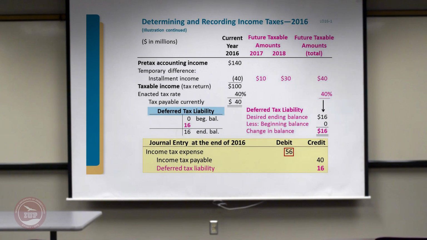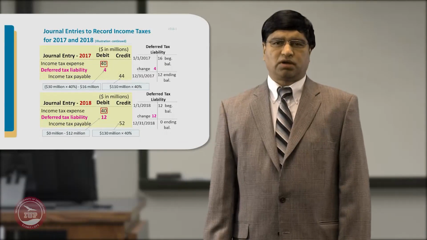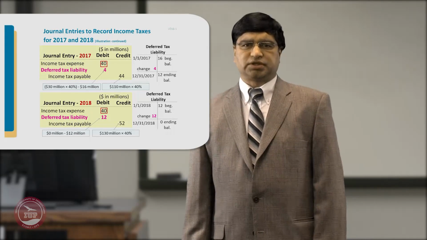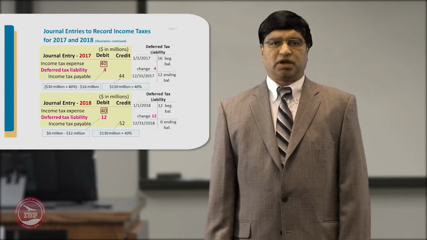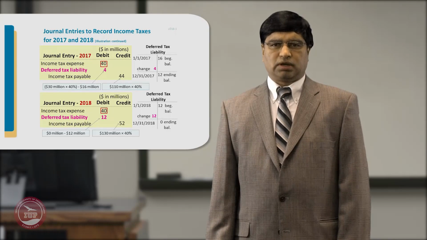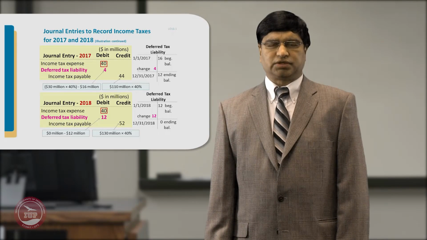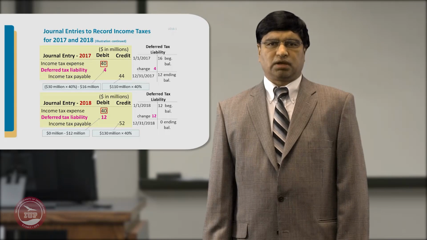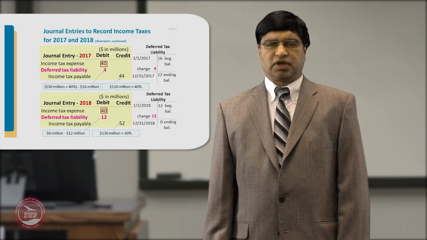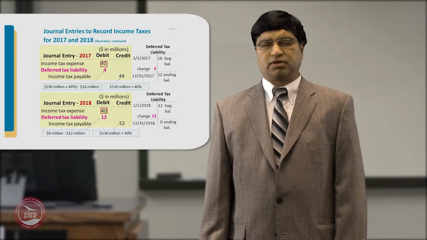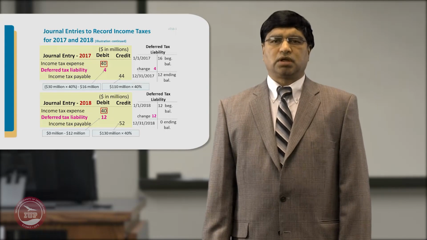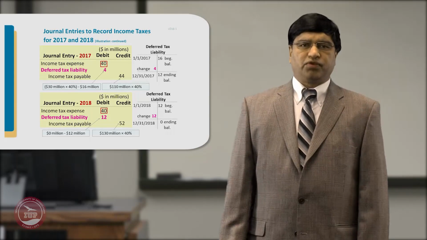So in this case, the total tax payable currently will be $40 million on a taxable income of $100 million. Now, on that $40 million, at the rate of 40%, you have got $16 million of deferred tax liability, which is going to be created. Now, why is it a deferred tax liability? Because it will increase the tax liability in the future period.